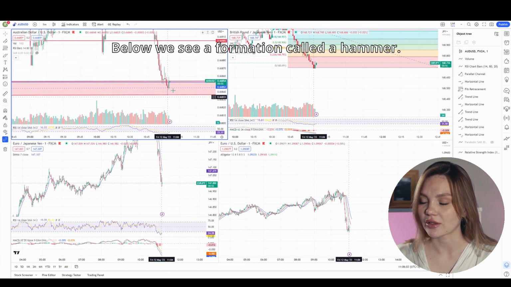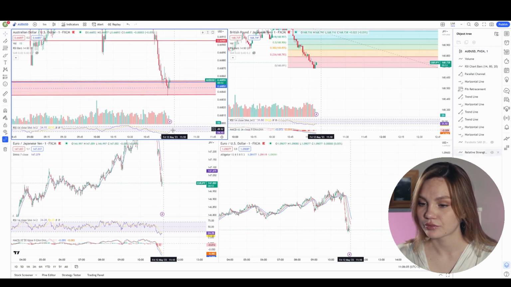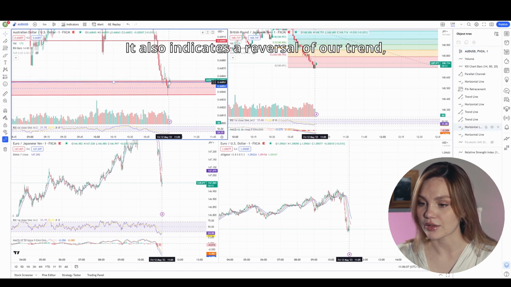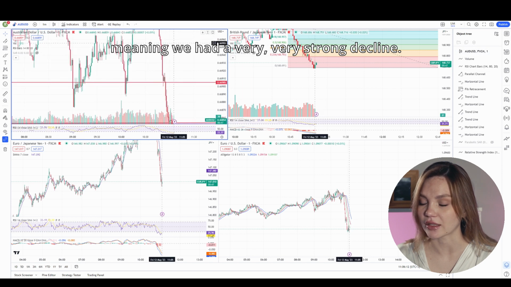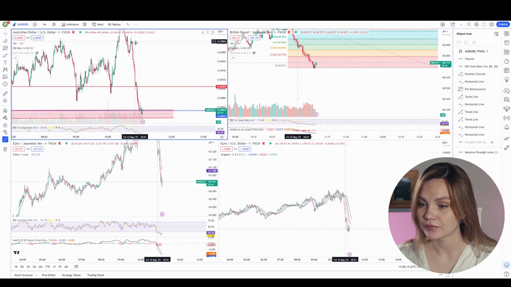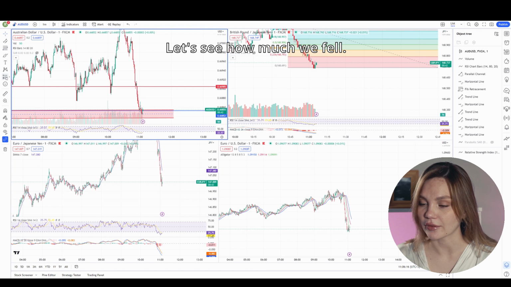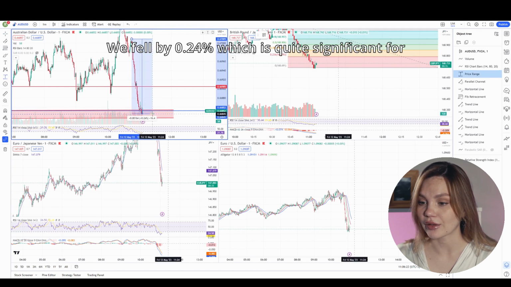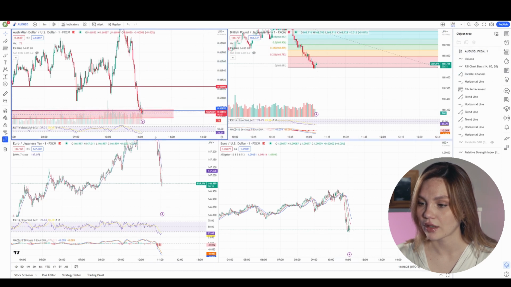Below we see a formation called a hammer. It also indicates a reversal of our trend, meaning we had a very strong decline. Let's see how much we fell. We fell by 0.24%, which is quite significant for the Forex market.